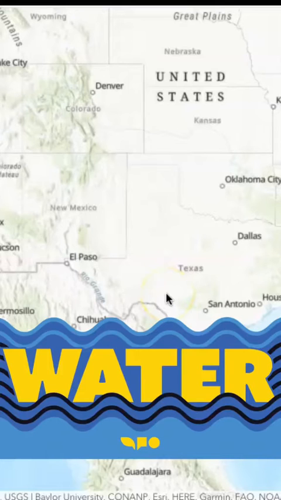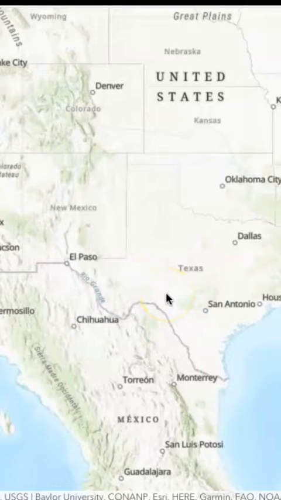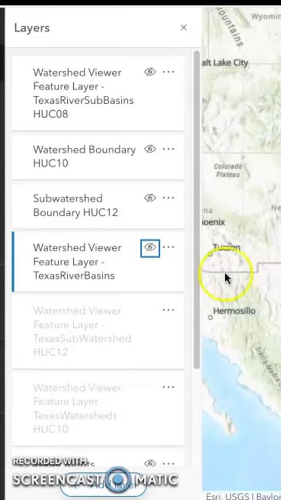Are you part of a watershed? I think the easiest way to answer that question is to look at a map. So this is a Geographic Information Systems, or GIS, map of Texas. And say you live in Dallas, Texas, and you want to know if you're part of a watershed. Well, one of the ways to do that is to add a layer.